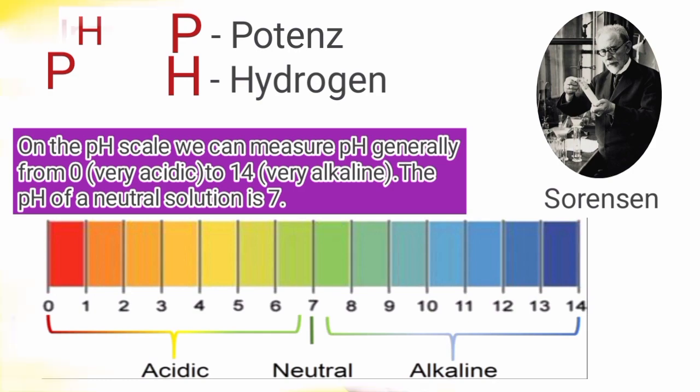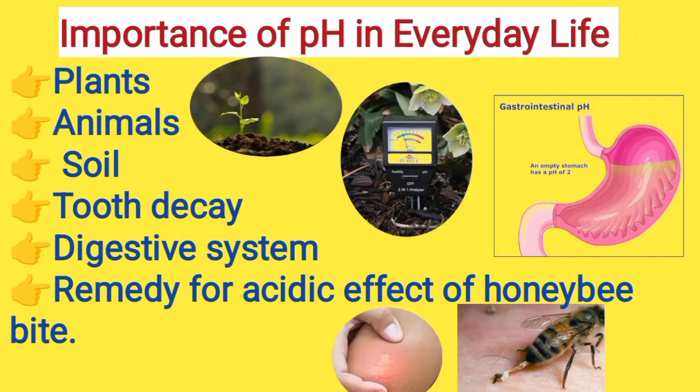And next, coming to the applications and importance of pH in everyday life. Importance of pH in everyday life: plants, animals, soils, tooth decay, digestive system, and remedy for the acidic effect of a honeybee bite. These 6 points are also very important for the 10th class public examination, and 4 marks questions are asked. What are some examples of the importance of pH in everyday life?